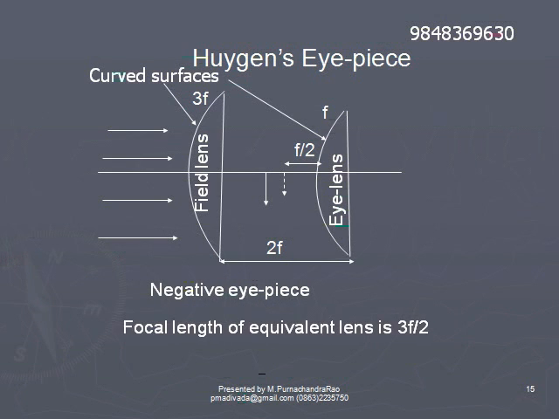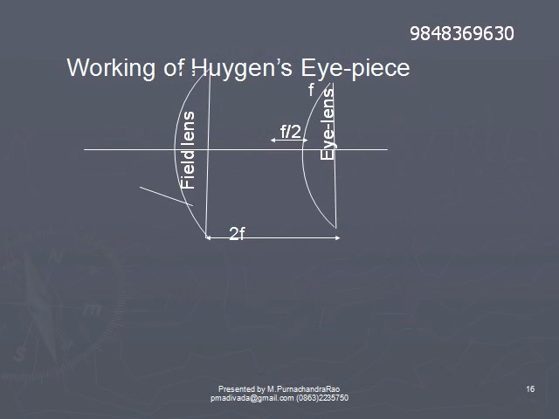The equivalent focal length of this eyepiece is 3f/2. These two lenses can be considered to be a single lens of focal length 3f/2. Working of Huygens eyepiece.